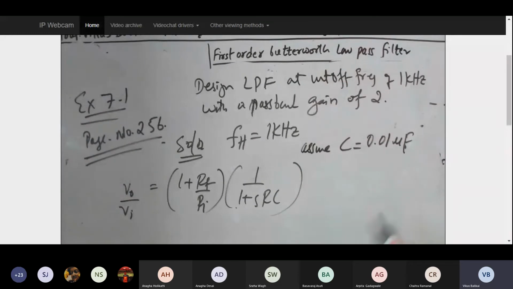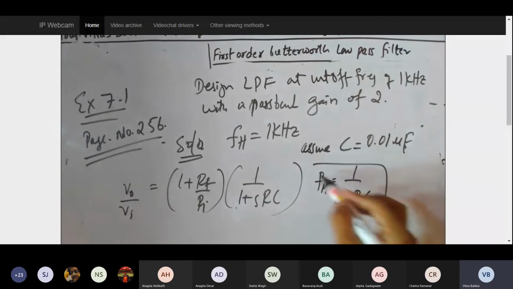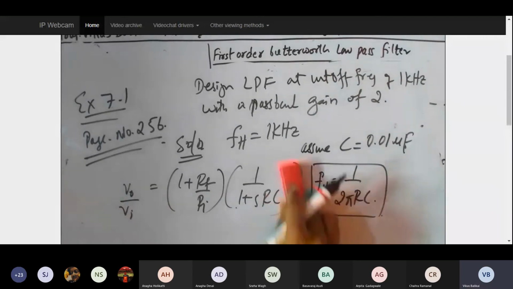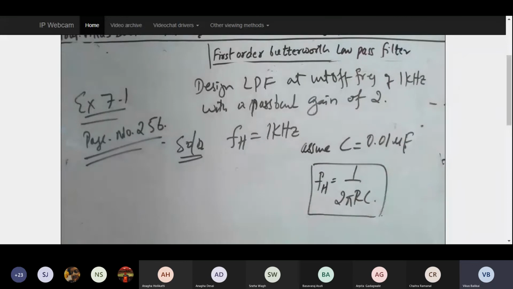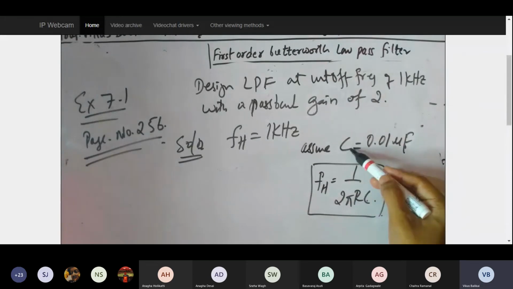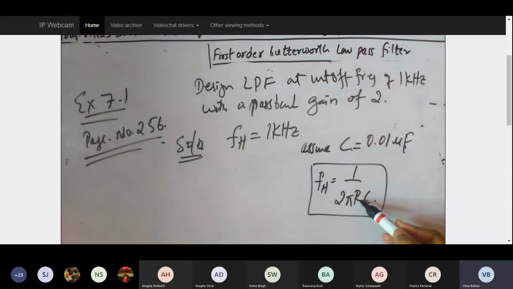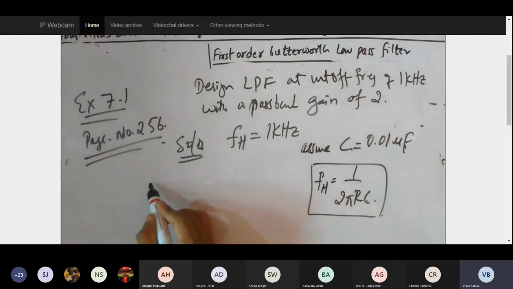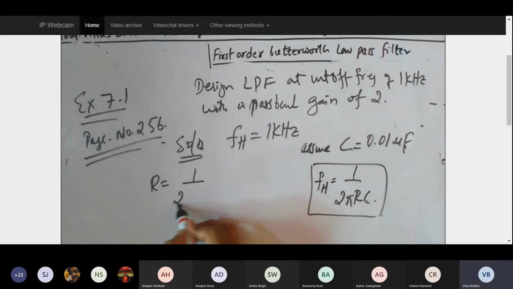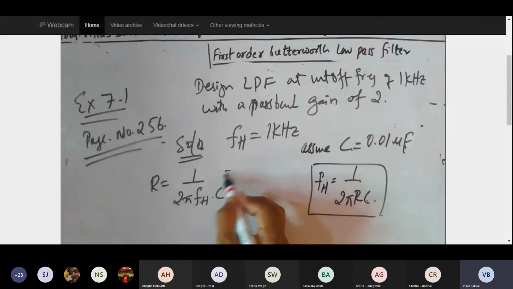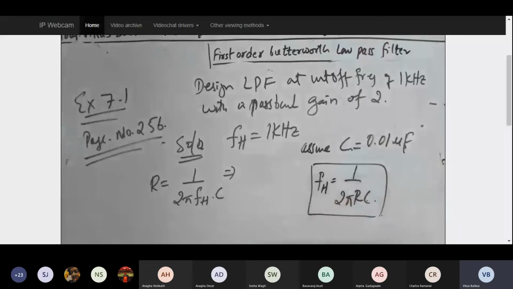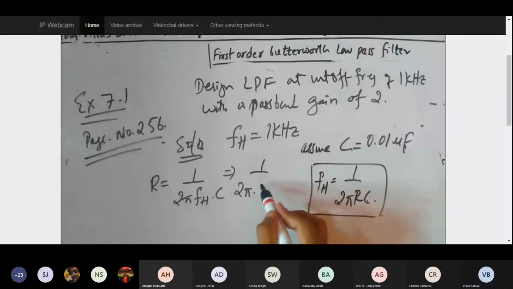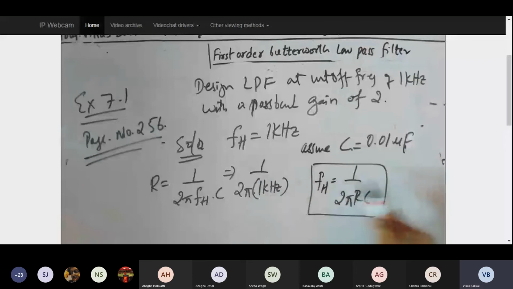And earlier I have told you the equation for your Fh. Fh equation is 1 divided by 2 pi RC. Try to remember this. It has the components R and C. Now I have assumed C, so it will be easy for me to calculate R because he has given Fh. So what will be the R value now? It will be 1 divided by 2 pi Fh into C. Fh is 1 kilohertz and C I assumed as 0.01 microfarad.